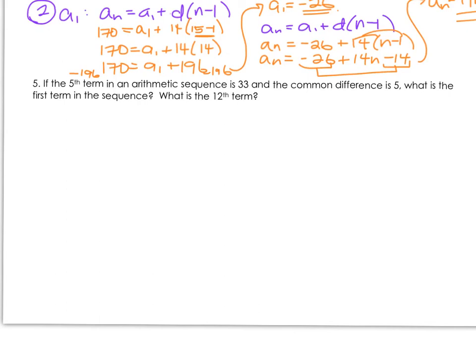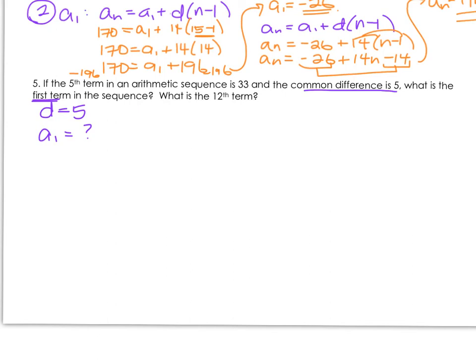If the fifth term of an arithmetic sequence is 33 and the common difference is 5, what is the first term in the sequence? And then what is the 12th term? All right, well, what do we know? We know the common difference. That's a great start. That means d equals 5. We want to know what is the first term. So what is a sub 1?